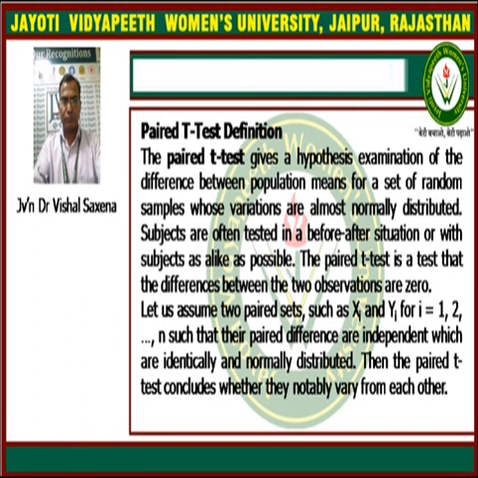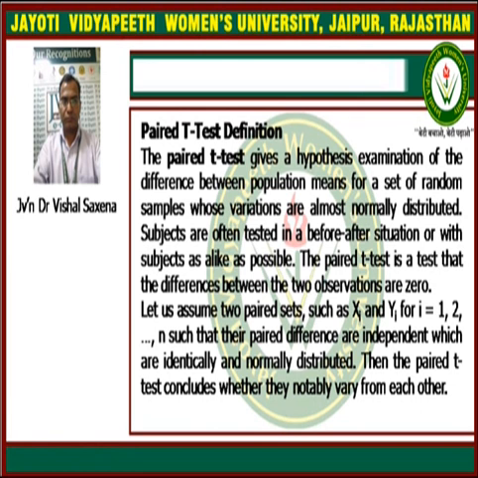Now next we take the paired t-test definition. The paired t-test gives a hypothesis estimation examination of the difference between population means for a set of random samples whose variations are almost normally distributed. As we all know, for the t-test the distribution must be normal. So the paired t-test gives a hypothesis examination of the difference between the population means for a set of random samples whose variations are almost normally distributed.